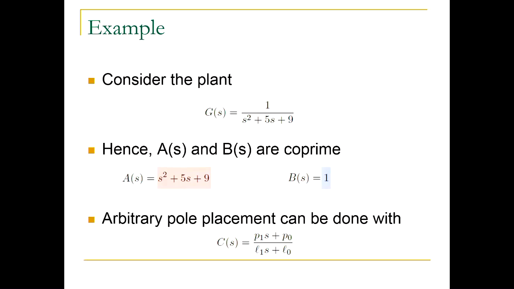All right, so let's just look at an example. The plant model is given here. A is the bottom polynomial, and B is just 1. Since the plant order is 2, we will pick a controller transfer function that is 1 less than the plant order. So the order of the controller would be 1. But I do allow both zeros and poles in the controller. Note that P1, P0, L1, and L0 are all parameters that we need to design.